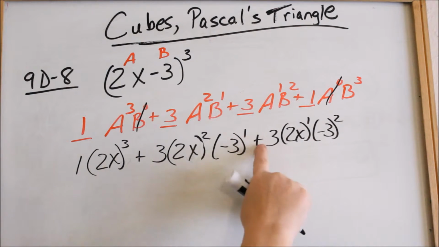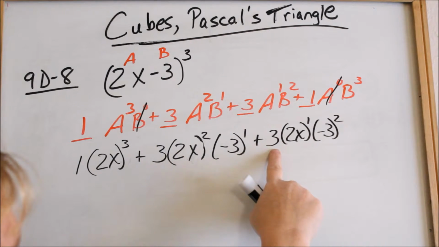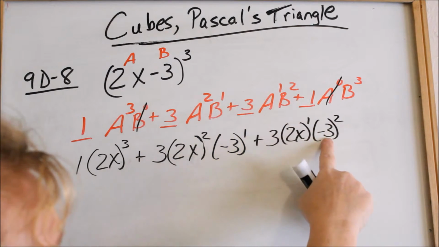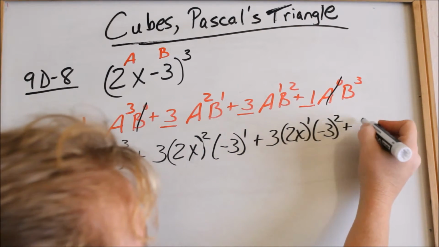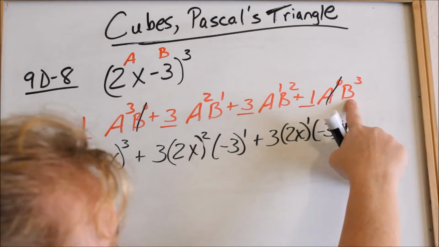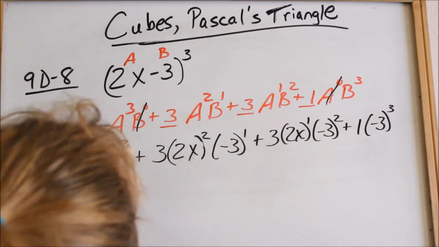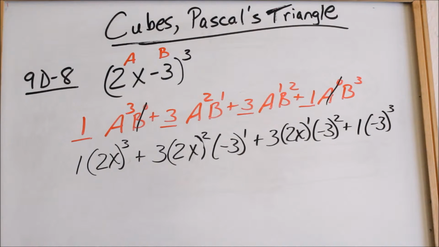So now we have plus, there's my coefficient 3. A is 2x to the first power. And then B is -3 squared plus 1 times B cubed. B is -3 cubed. Alright. Now let's go simplify all of this.